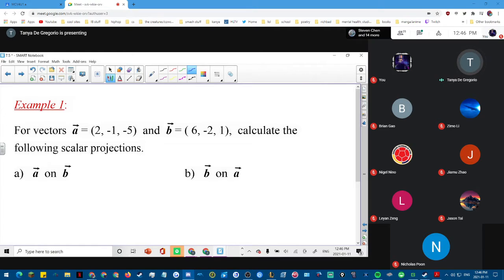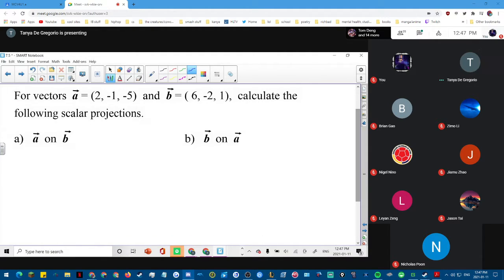Okay, so let's do the first example. For vectors A = (2, -1, -5) and B = (6, -2, 1), calculate the following scalar projections. So we're just going to use the formula. Now, in this case, am I going to use the geometric formula or am I going to use the regular formula? What do you think? We have 2 formulas there. We saw magnitude of A cos of theta, and then we saw A dot B divided by the magnitude of B. What do you think I'm going to use in this case?